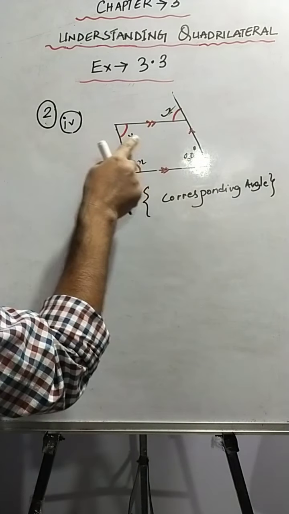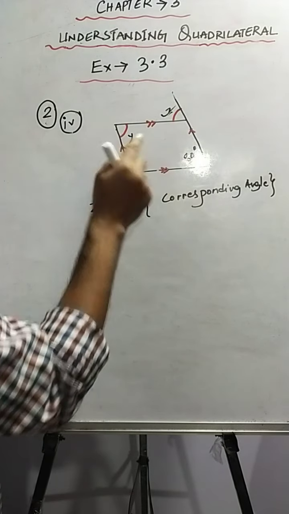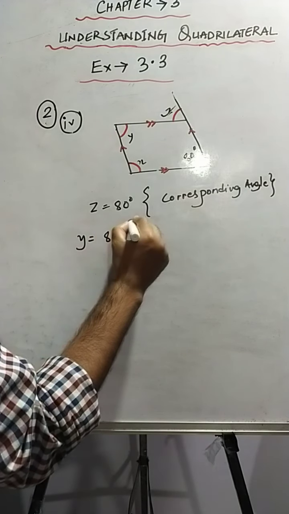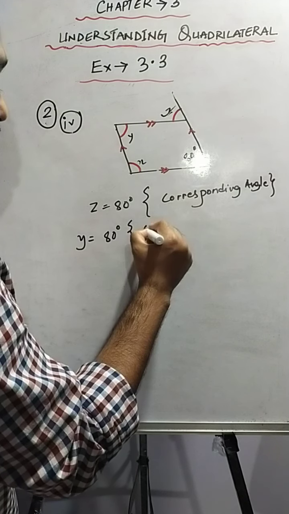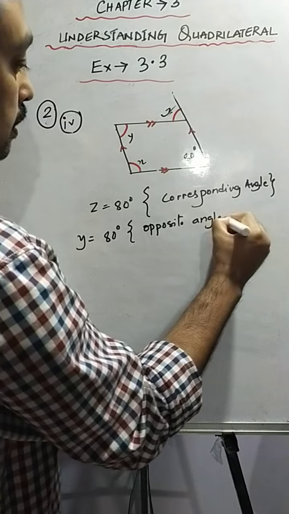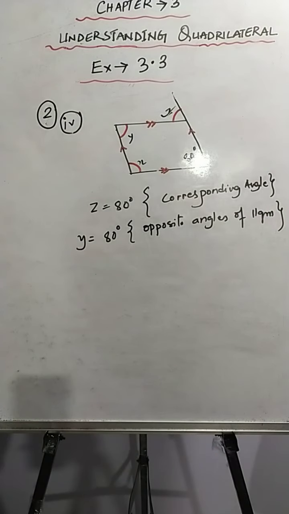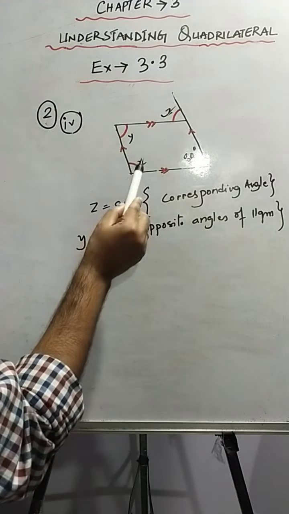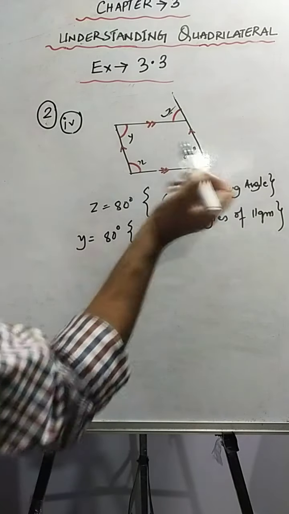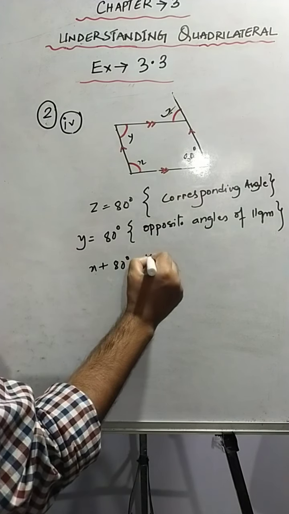Now what is the connection between y and 80? These are the opposite angles of the parallelogram, and we know that in a parallelogram the opposite angles are also equal. So y is equals to 80 degree, because they are opposite angles of a parallelogram. Now the last part is x. Now this x is adjacent to y also, and this x is adjacent to 80 also. So we can find the relation between any one. So you can write x plus 80 is equals to 180 degree.